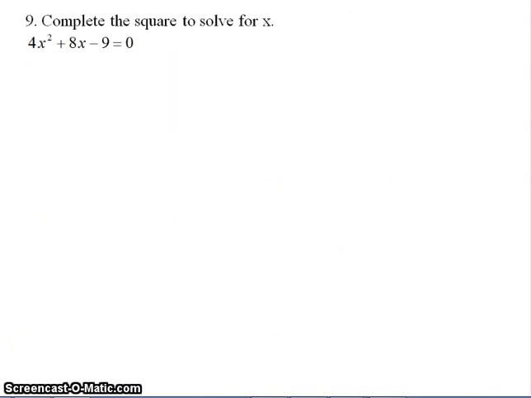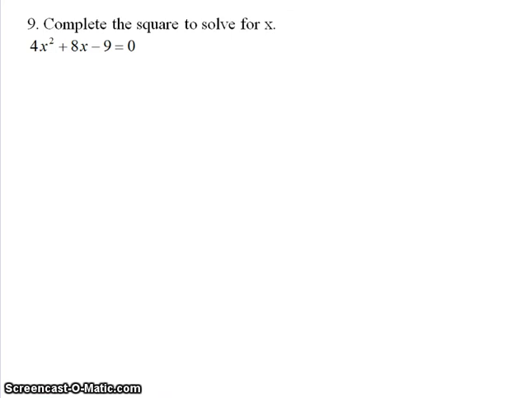Okay, I know I'm going fast here. We need to complete the square to solve for x. So the first thing I need to do is just isolate my x terms to one side. So I'll pull the 9 to the right. Next, I need to get rid of the coefficient in front of the x squared. It needs to be a 1. So I'm going to divide each term by 4.